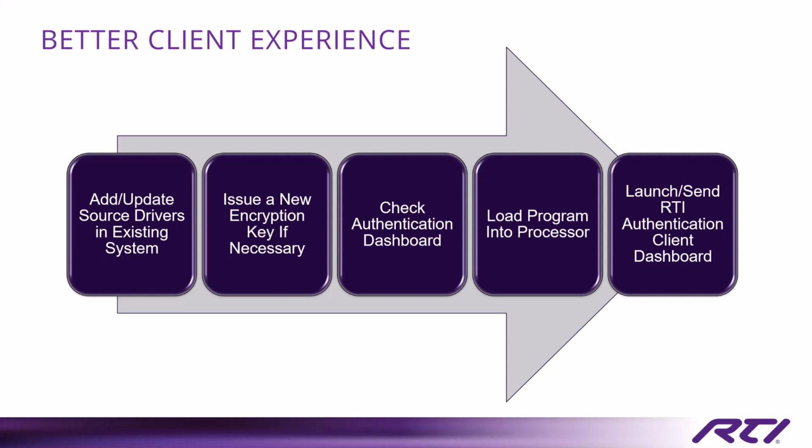Next, if we're reusing a program file on a new project, we need to make sure to create a new network encryption key under the system properties. Next, we'll check the processor authentication dashboard if authentication is needed, and if so, load the processor file from Integration Designer onto that XP processor. Finally, we'll launch or send the client the URL from the authentication dashboard and have them enter in and set up those sources with the proper credentials.